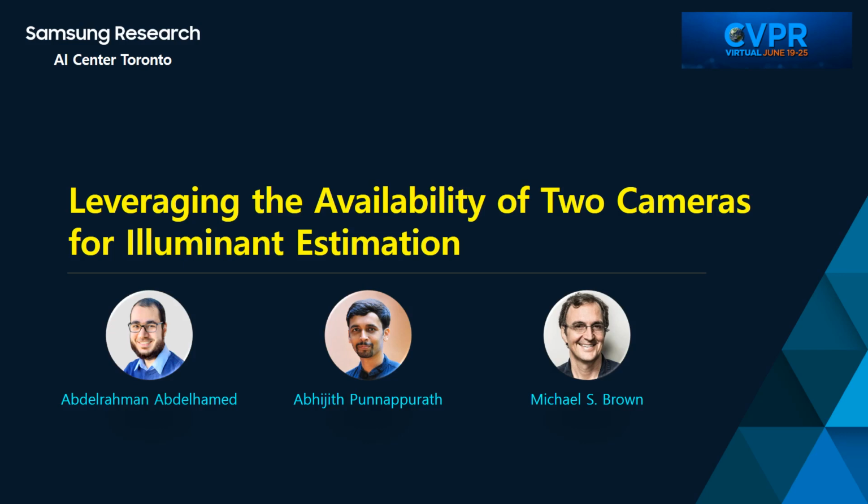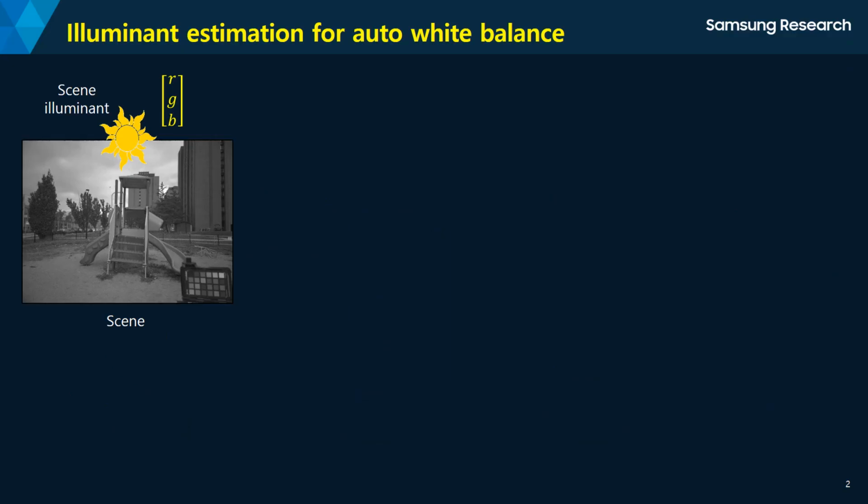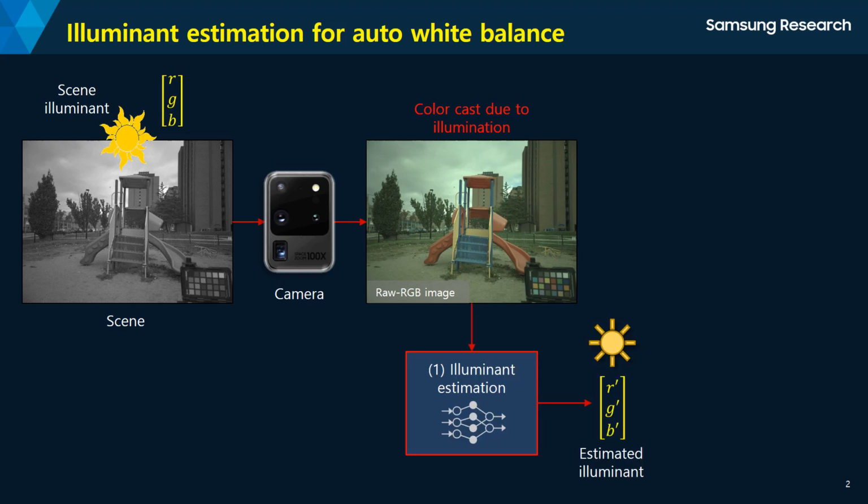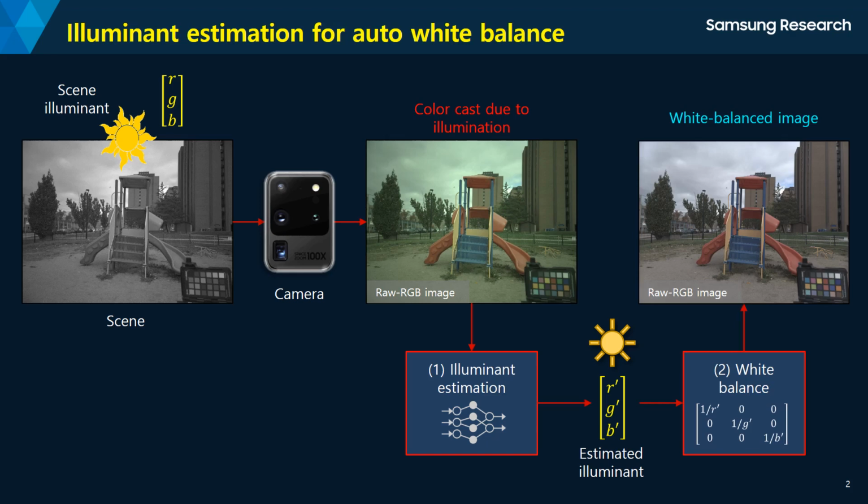Leveraging the availability of two cameras for illuminant estimation. Given a scene under a specific illumination, represented by RGB values, when we image the scene with a camera, the raw image out of the camera sensor will have a color cast caused by the scene illumination. Auto-white balance aims at removing such color cast from images so that colors look more accurate. Auto-white balance is a two-step process. First, we estimate the scene illumination, then we use the estimated illuminant to correct the image.